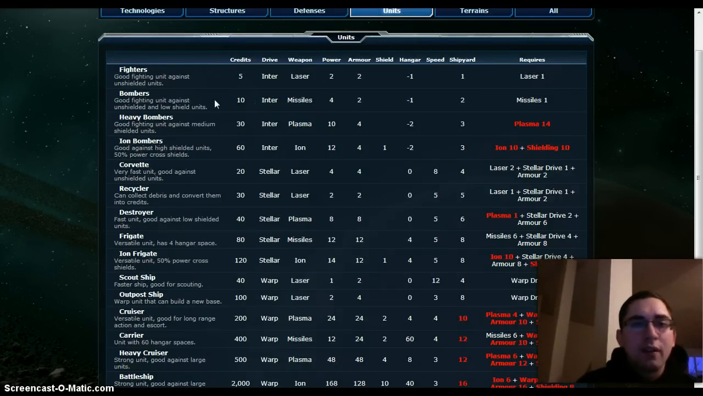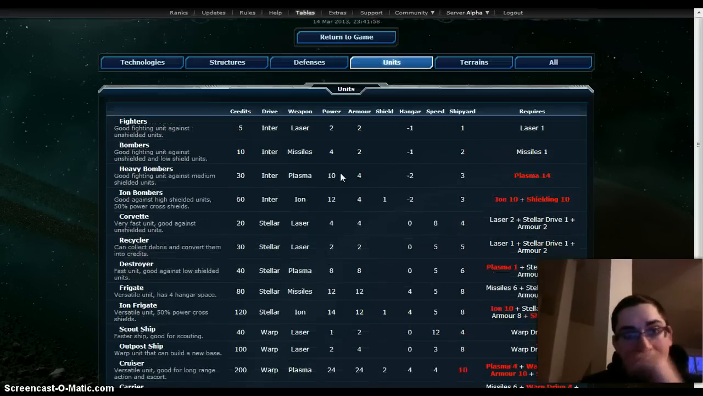So if you destroy, let's go with an even number, let's go 10. So if you destroy a bomber and their armor is level 20, that means that there will be, shoot, awkward, four debris in space, which you can pick up with your recyclers. And that's how that works.